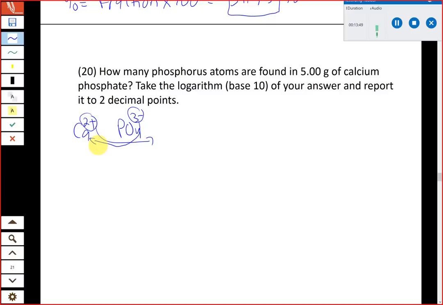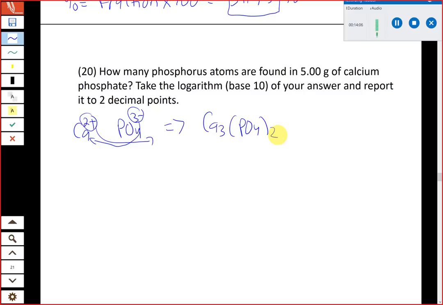So if these are the two ions that make up the compound, to get the correct chemical formula, we just take the charges and cross them over to make them subscripts, and that leads us to a correct formula of Ca3 and then phosphate, PO4, taken twice. So that's the formula of our compound, and now we can start doing the calculation.